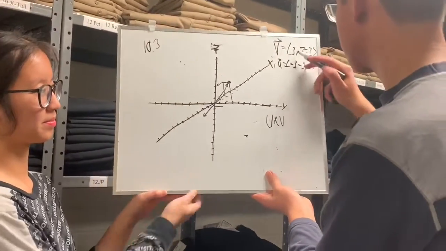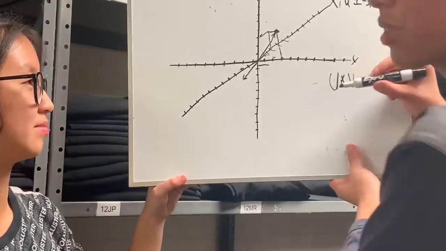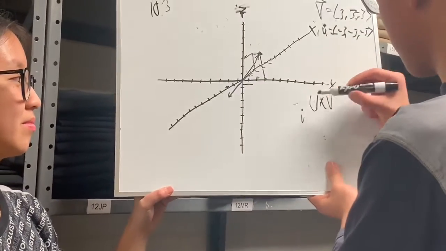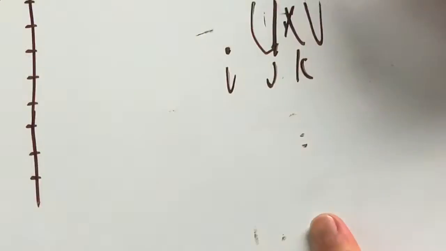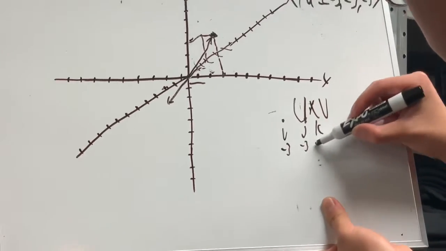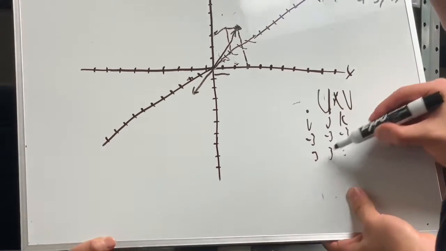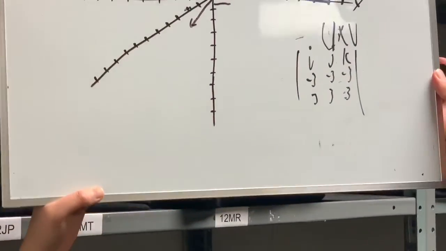What you're going to do is convert them into ijk form. You put them into a matrix, with i at the top, then j, then k. Then you put what you're multiplying, so it's u cross v. So you put u, which is negative 3, negative 3, negative 3, then v, so 3, 3, 3. Now that it's in a matrix, you're going to find the determinant.